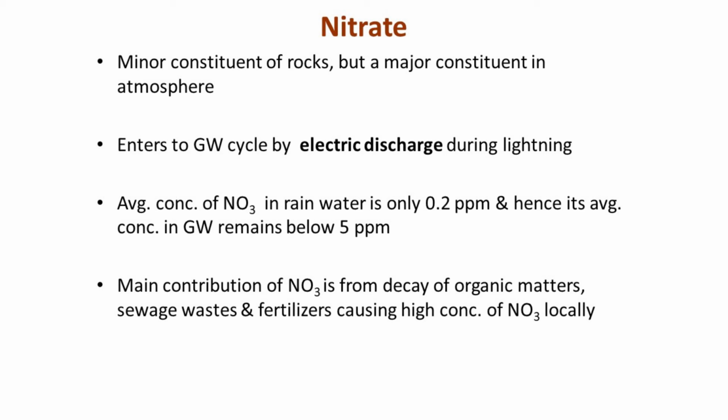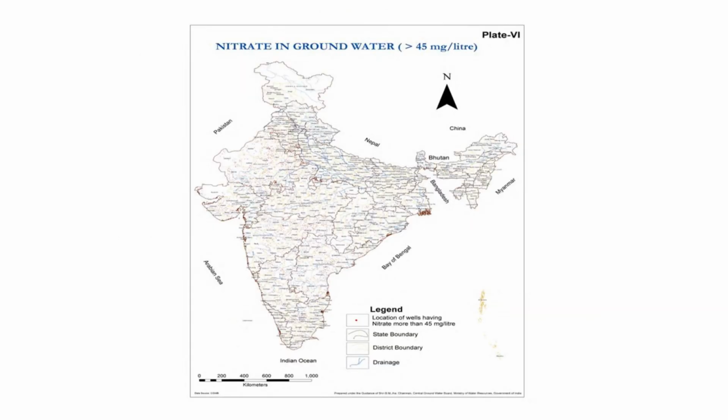Hence, the high concentration of nitrate is found only in localized areas. The diagram shows the presence of nitrate in groundwater in various parts of our country in more than 45 mg per liter quantity.